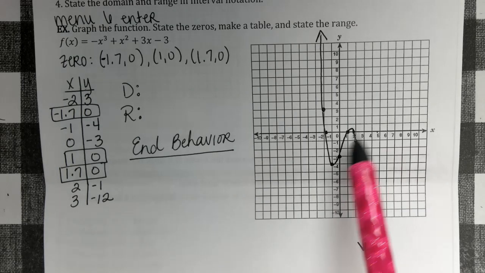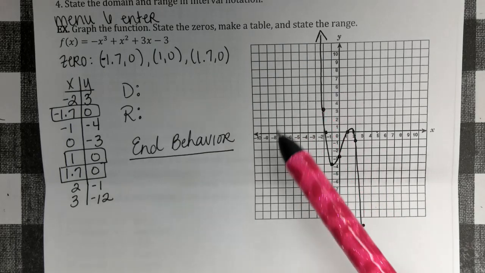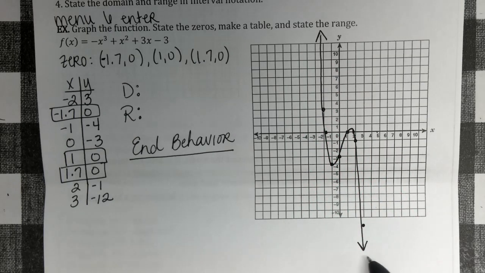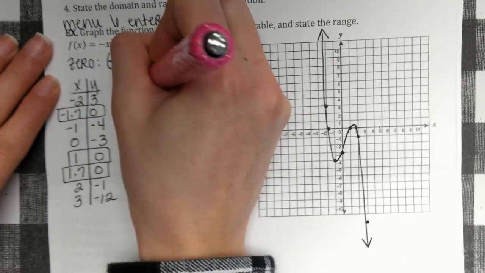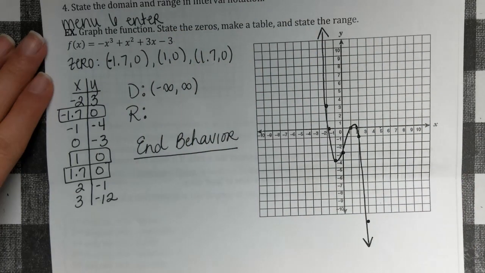Okay, so if I'm looking at the left side, I've got an arrow, so that means I do not have a boundary. Even though it looks like I do, I don't. And on the right side, I have an arrow as well. So I don't have a left or right boundary. So as an interval, what would my domain be expressed as? Negative infinity to positive infinity.